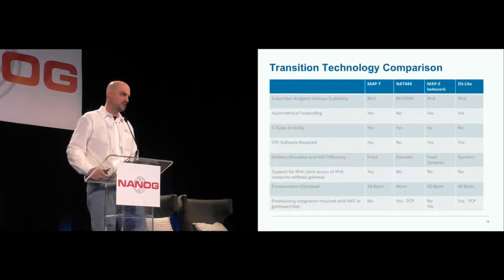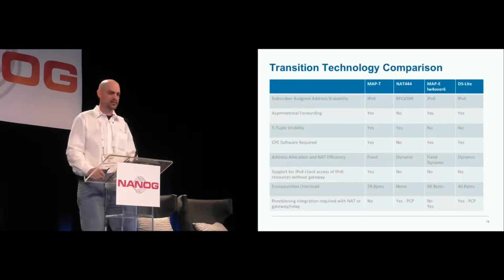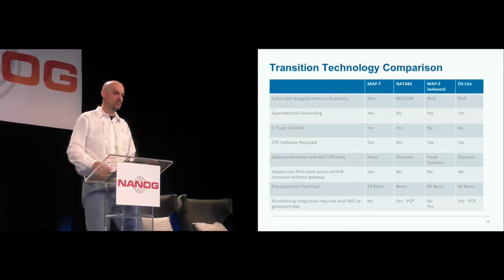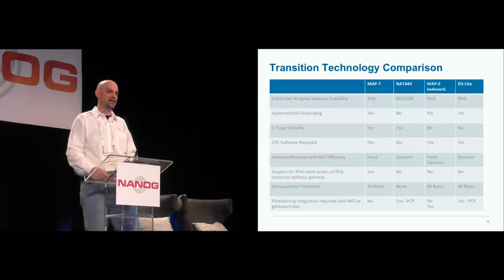So if we look at this technology compared to some of the other transition technologies, we have the notion of subscriber assigned address scalability. With NAT 444, that can be a problem. We have RFC 6598 addressing, that's a /10.